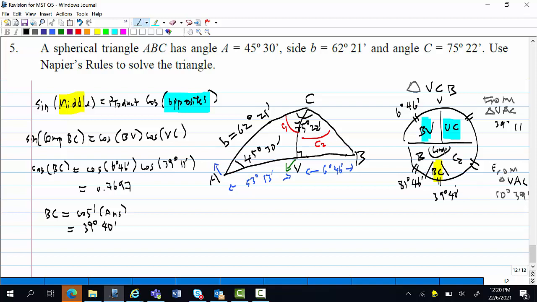So this will solve the spherical triangle now, because it is 39 degrees 40 minutes, and you also know the angle B is 81 degrees 46 minutes. So all these are solved because we also find the C here is actually 60 degrees. Alright, let's solve the spherical triangle.